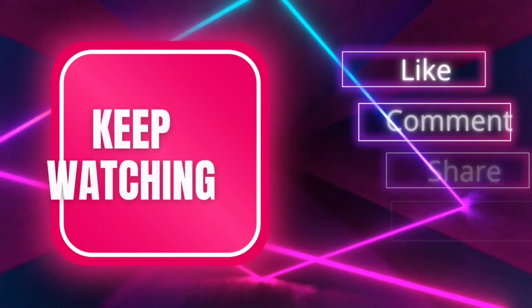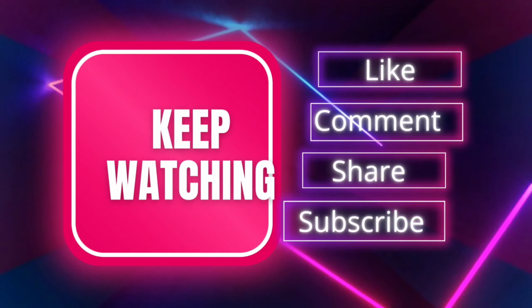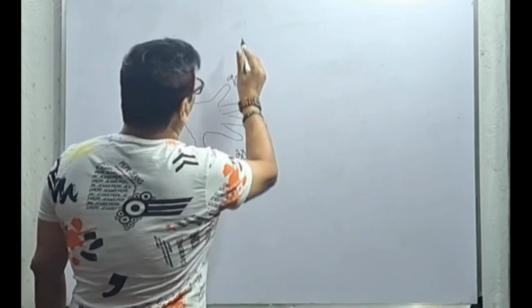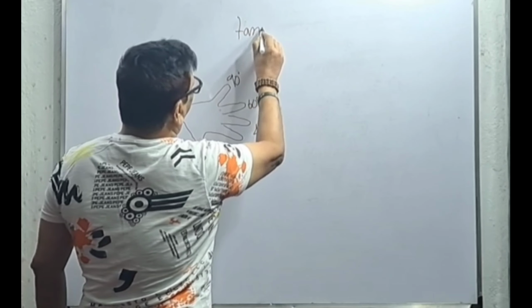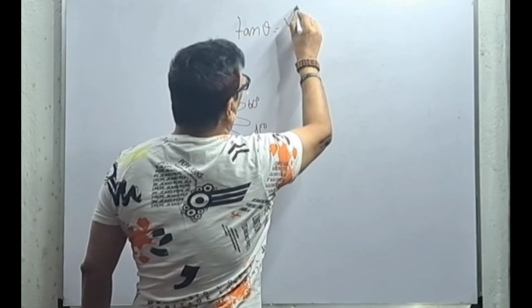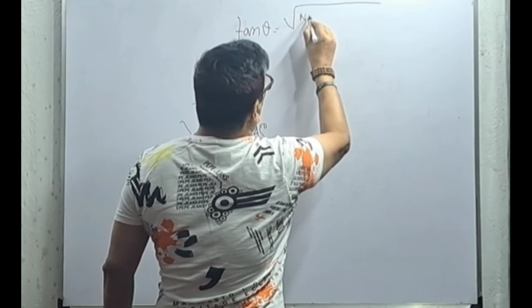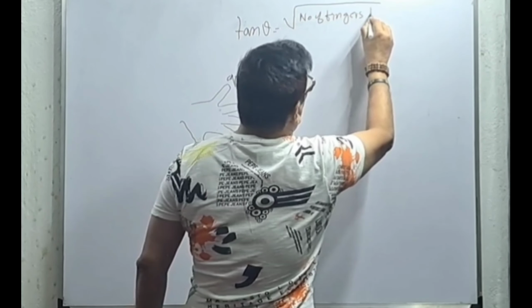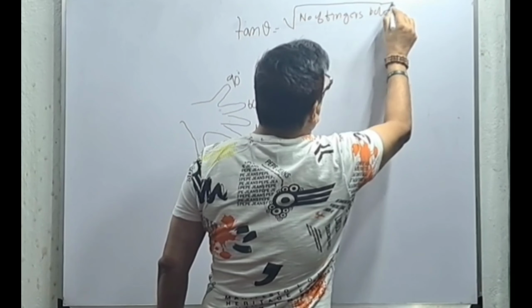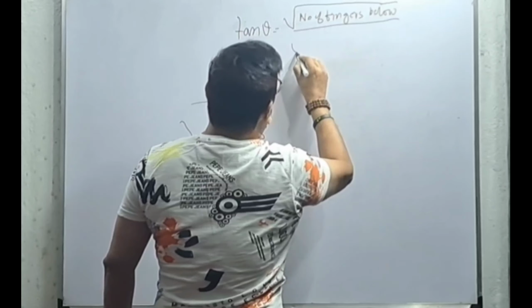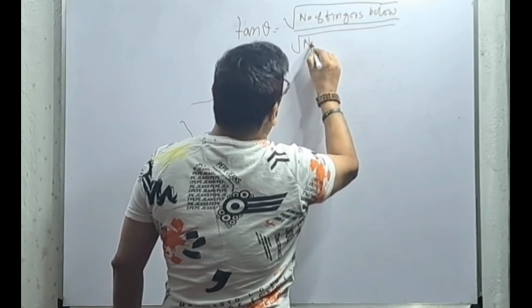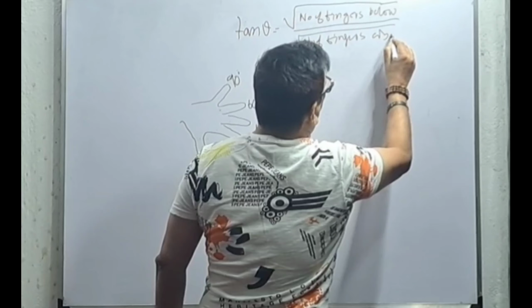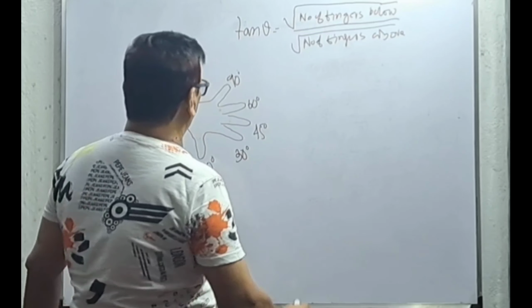Move on to tan. Now tan theta is given by root over the number of fingers below, divided by root over the number of fingers above.